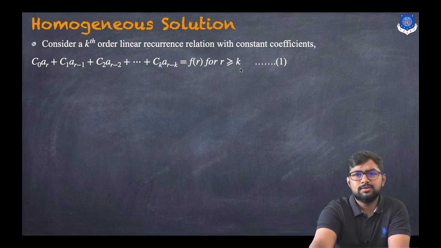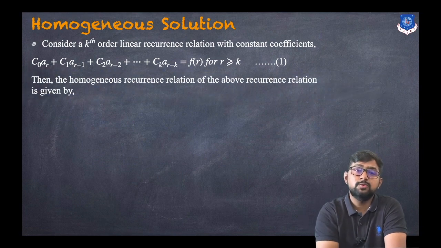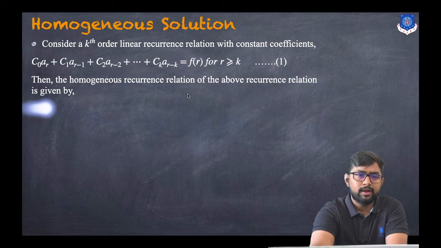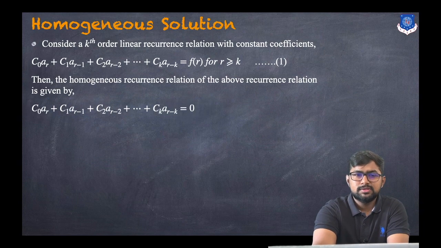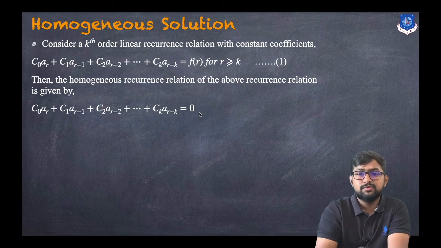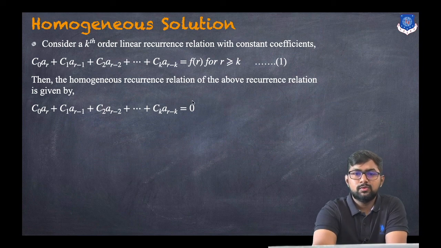Just consider this equation number 1. Now then the homogeneous recurrence relation of the above recurrence relation is given by C0 a_r plus C1 a_(r-1) up to Ck a_(r-k) equals 0. Now what is the difference between this equation and the previous equation? You can see that there is only one difference, that f(r) equals 0.